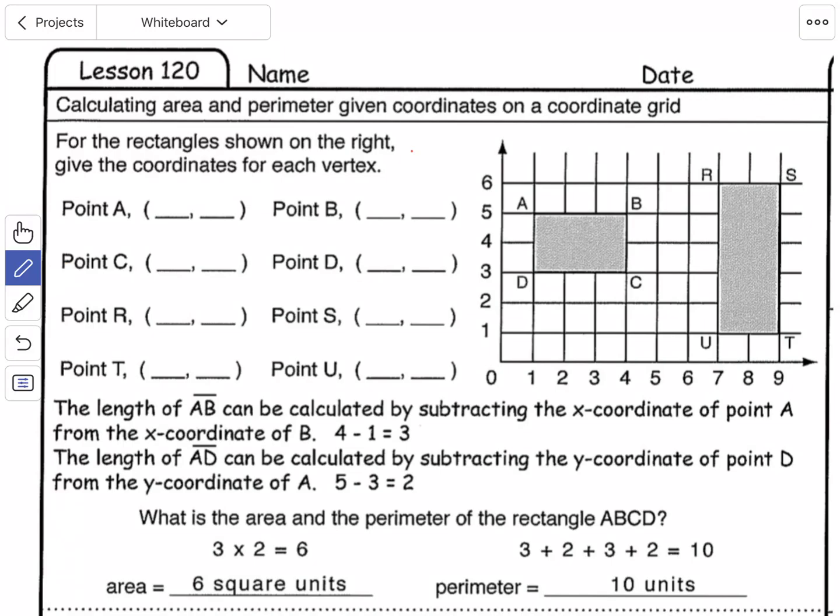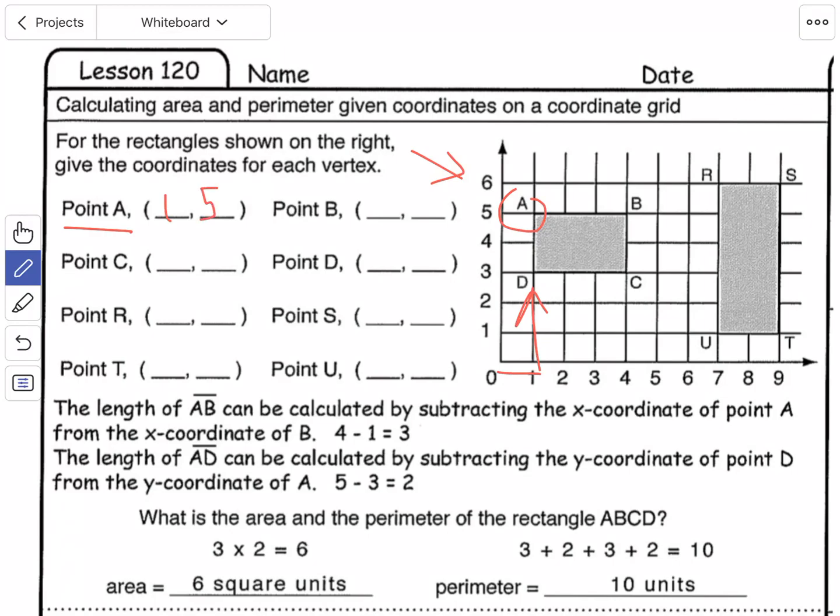For the rectangles shown on the right, give the coordinates for each vertex. Remember, a vertex is the corner of a shape, right? So point A, here's point A. What are the coordinates for point A? Well, remember we go over first and then up, so that would be 1, 5.